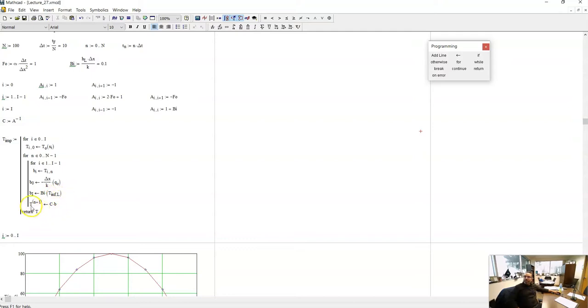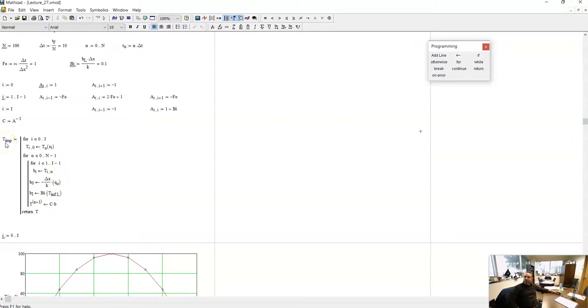So essentially, the temperature at the next time level will be the inverse of matrix A, which we already place into C, so we don't have to calculate the inverse at every time step, times the vector B. The only thing that changes as time evolves is the vector B. And at the end of the day, we'll have a temperature distribution.